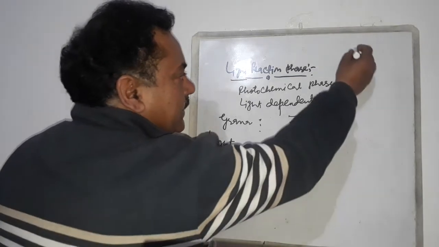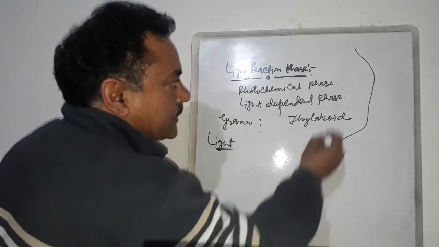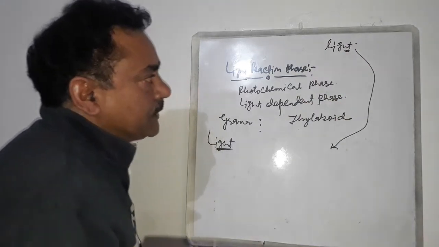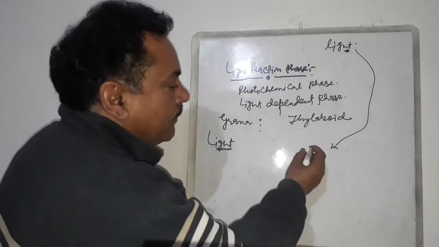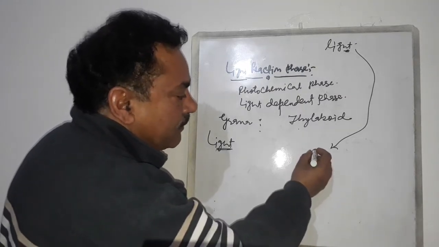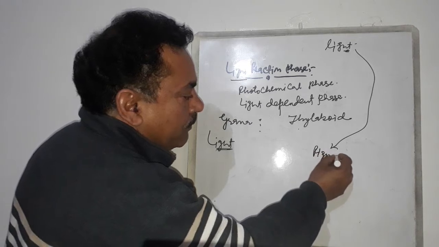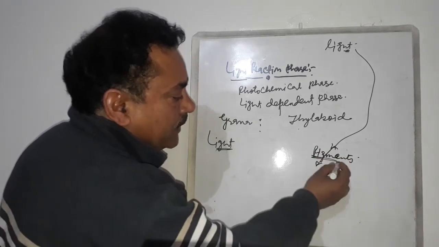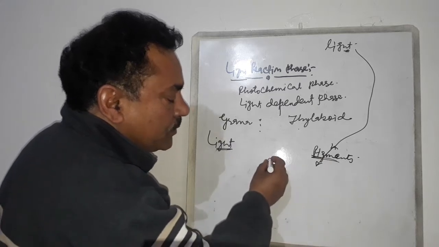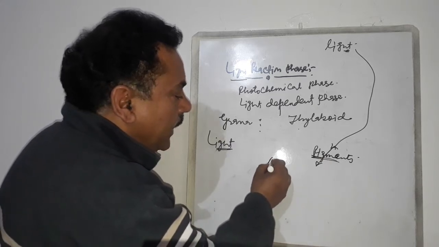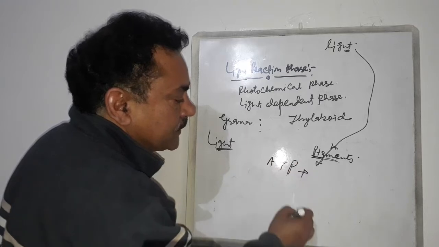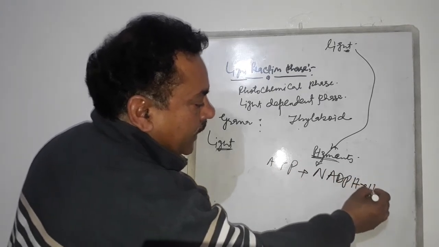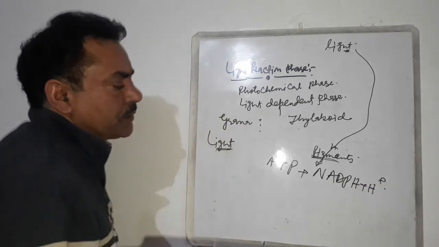So let us consider here the light, which is incident upon the photosynthetic pigments, and in these pigments the light is converted into ATP plus NADPH plus H positive.